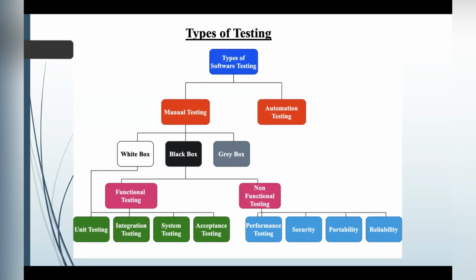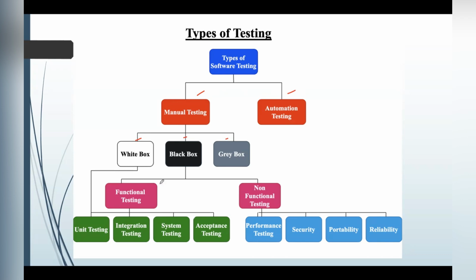In this lecture, let us discuss different types of testing. Testing is divided into two main categories: manual testing and automation testing. Again, manual testing is of three types: white box testing, black box testing, and gray box testing.